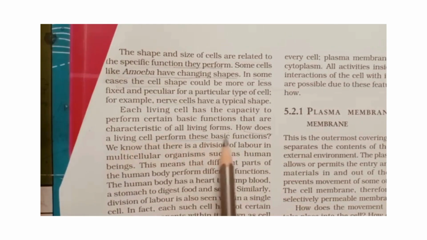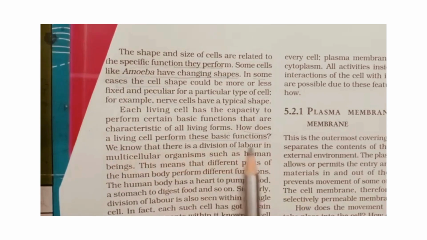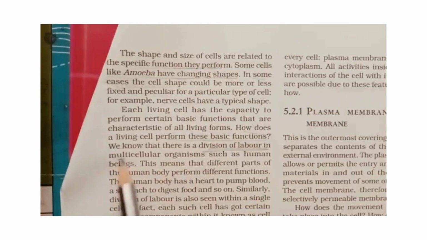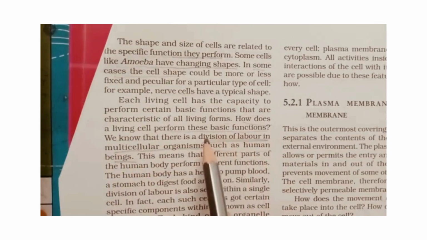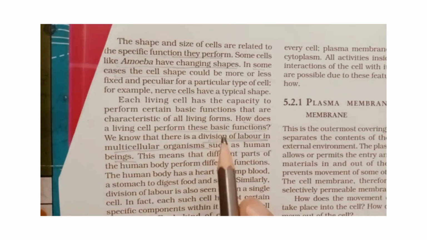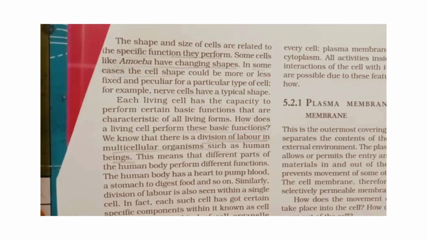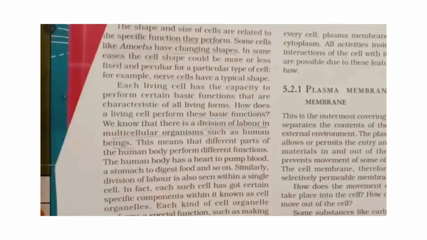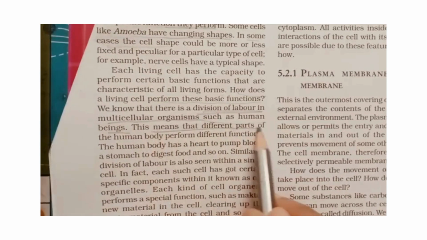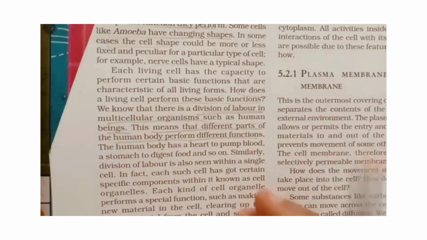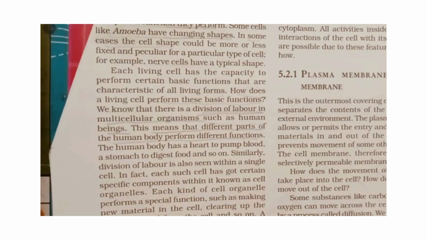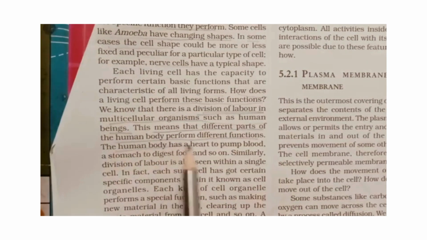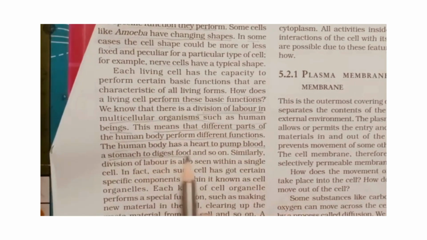So how does a living cell perform these basic functions? We know that there is a division of labor in a multicellular organism such as a human being. Why is a cell able to perform so many activities? Because in each and every cell there is a division of labor. अगर division of labor नहीं रहेगा तो सेल इतने सारे काम नहीं कर पाएगा. This means that different parts of the human body perform different functions. Yes, heart का अपना एक function होता है, lungs के अपने functions अलग होते हैं, eyes हो गया, ears हो गए, mouth हो गए, तो इनके cell type भी different रहते हैं according to the function. A human body has a heart to pump blood, a stomach to digest food and so on.